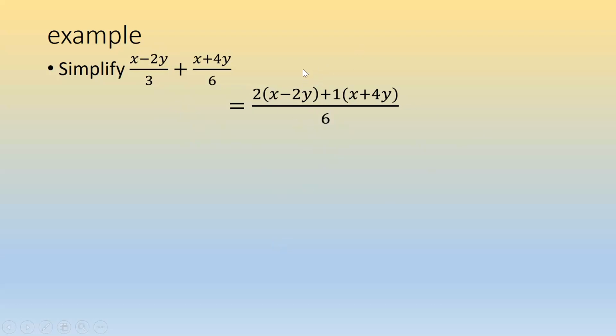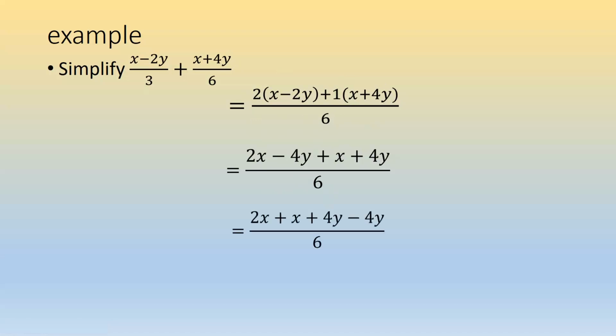That is the multiple, 6 times 1, that will give us 6. So that 1 will multiply your numerator, which is x plus 4y. You get it? So if you have it like this, then you multiply everything you have in the brackets by the number outside the brackets. So we have 2x minus 4y plus 1 times x is x plus 1 times 4y, which is 4y, all over 6.